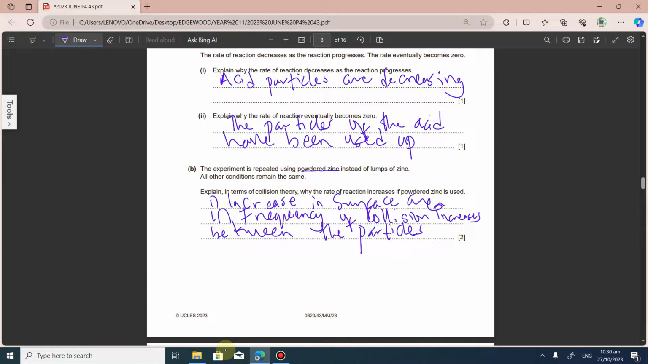So we have cited 2 reasons because there are 2 marks here. So it's good that you are able to give enough reasons to get the full mark. The first reason is that when we move from lump of zinc to powdered zinc, we have simply increased the surface area. And because we have increased the surface area, the frequency of collisions increases between the particles of the zinc and acid.